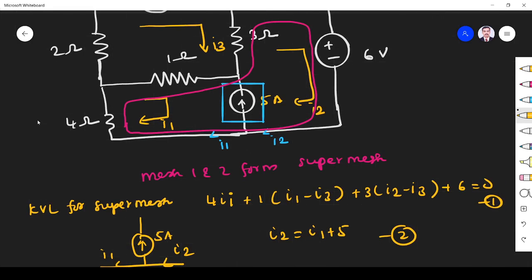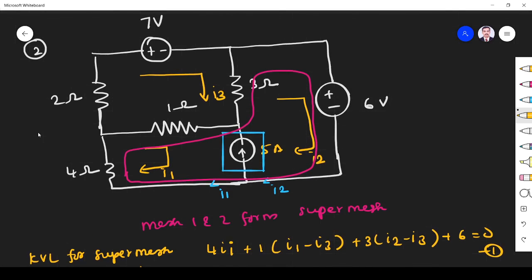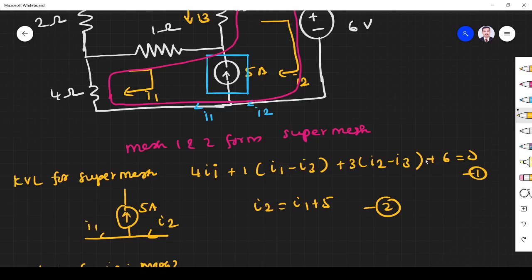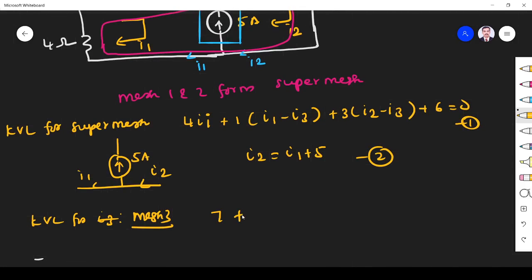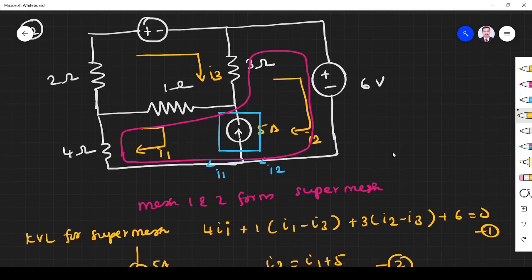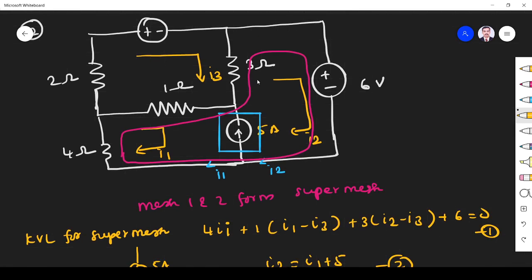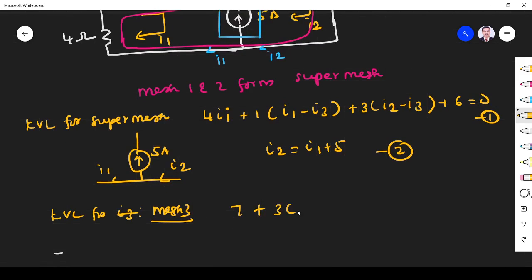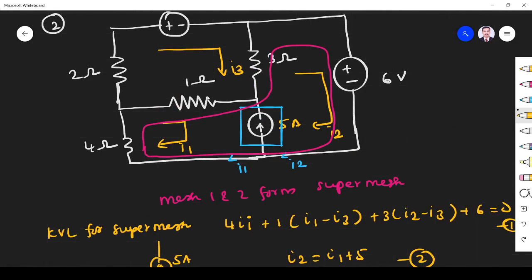Here, let us start from here. This is what you call 7 volt, right? So 7 volt, first I write 7 volt. Then here I3 is coming, I2 is coming opposite side. So 7 volt plus, in this branch the current I3 is coming in this side, I2 is coming opposite side. So 3 into I3 minus I2.